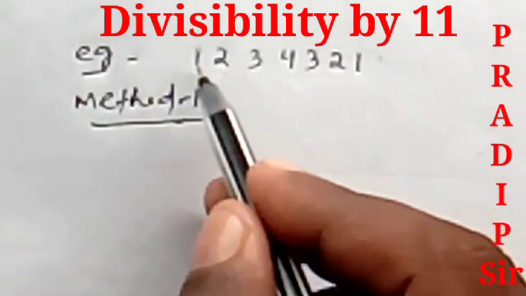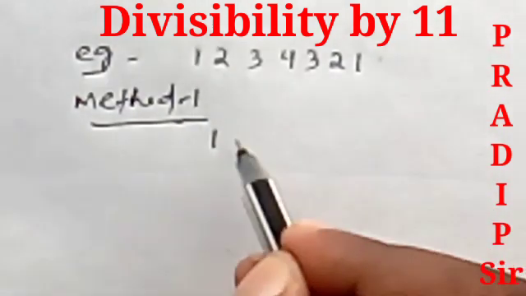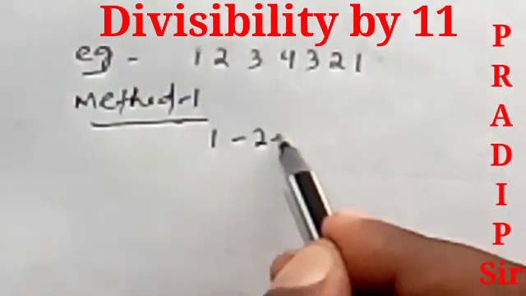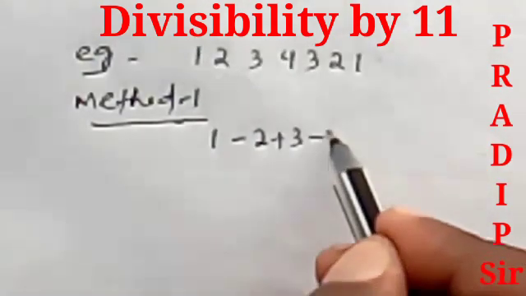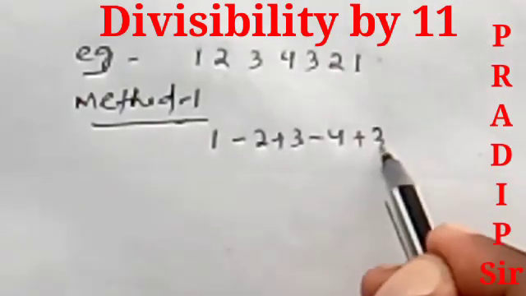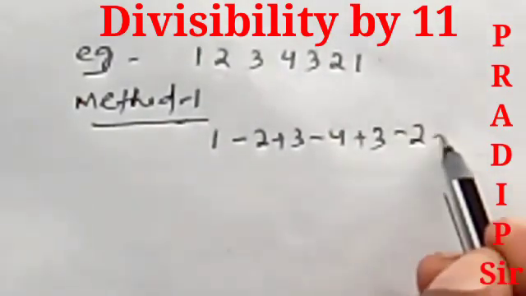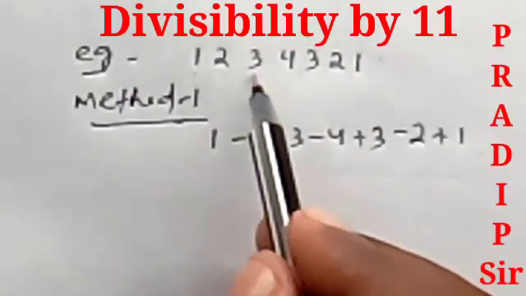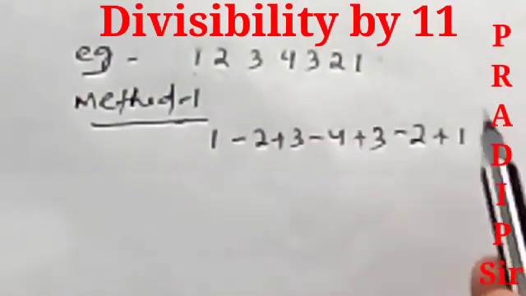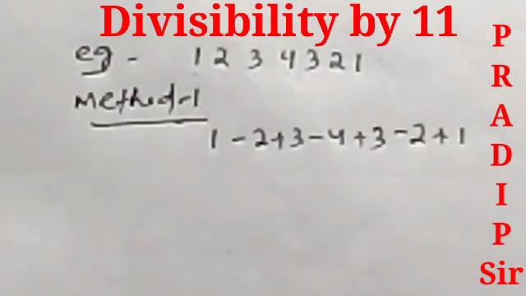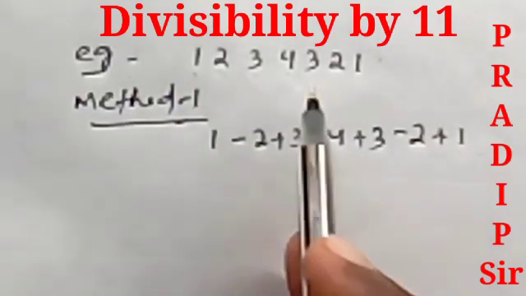That means first take plus 1, then minus 2, plus 3, minus 4, plus 3, minus 2, plus 1. Plus minus plus minus plus minus. If the result is 0 or a multiple of 11, that means 11, 22, 33 like this, then the given number is divisible by 11.